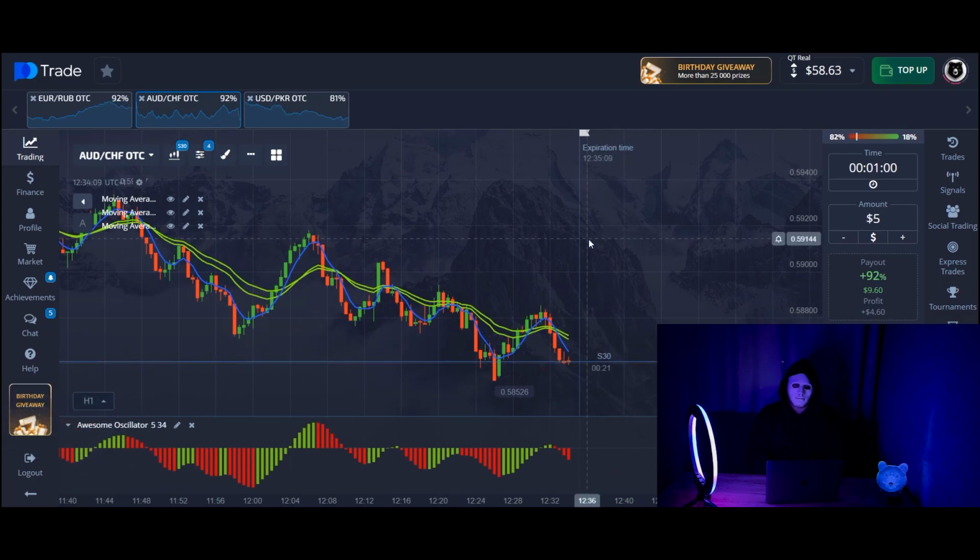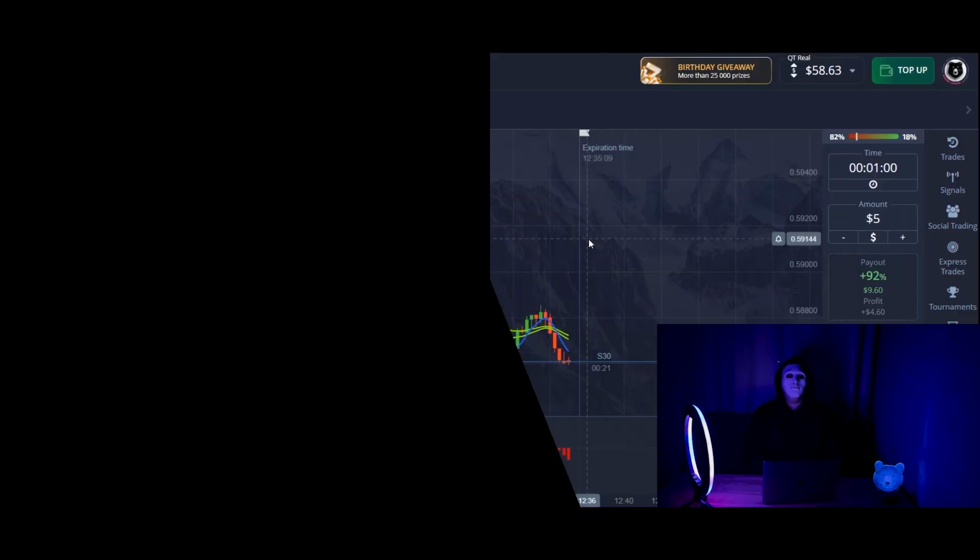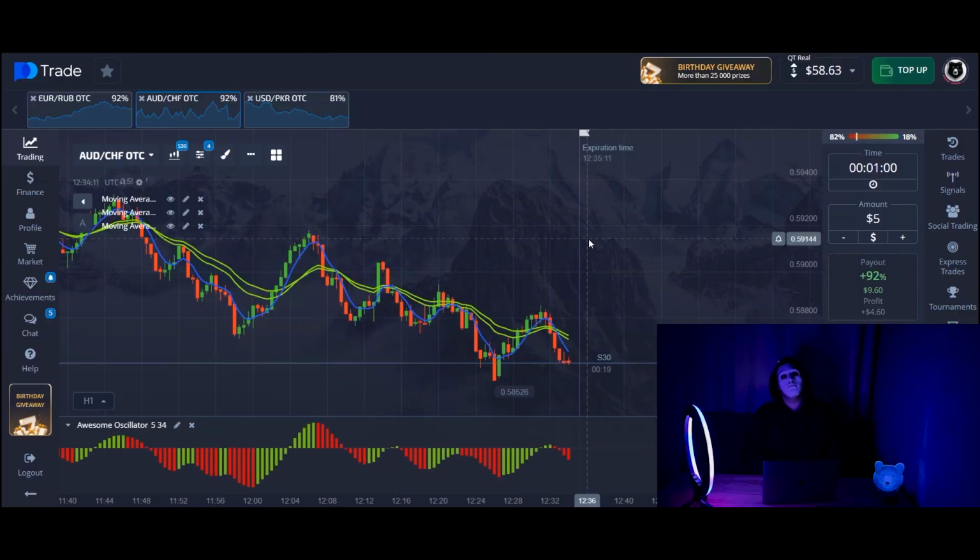Super! The signal is profitable. I'm closing the trading session from $40 to $58 for 12 minutes of work. That's how you can increase your capital with minimal risks. This is a very simple strategy.